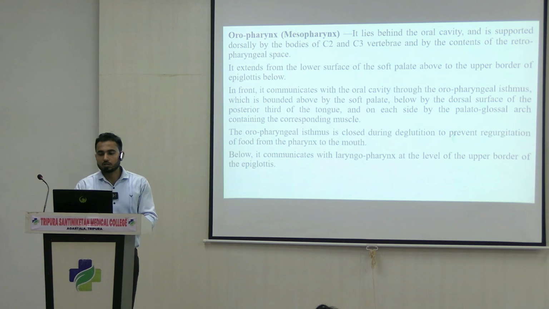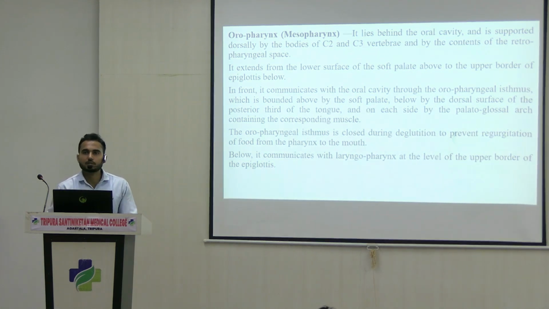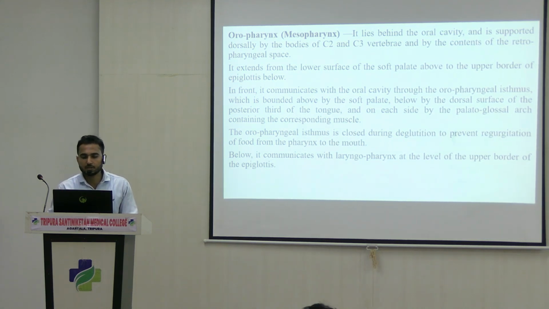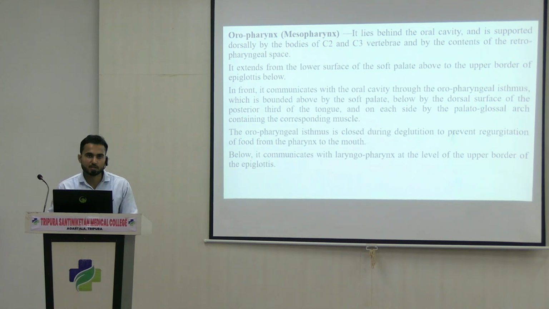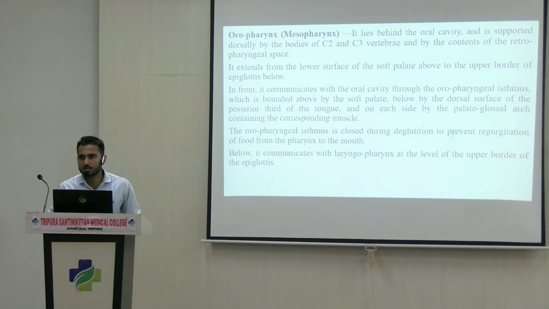Now the oropharynx, where is it situated? It is situated behind the oral cavity. This is the oral cavity. Behind the oral cavity, the oropharynx is situated. Now it is supported posteriorly by the C2 C3 vertebra and the retropharyngeal space. So behind the pharynx is the vertebral column, but there is a space in between the pharynx and the vertebral column, that is called the retropharyngeal space.